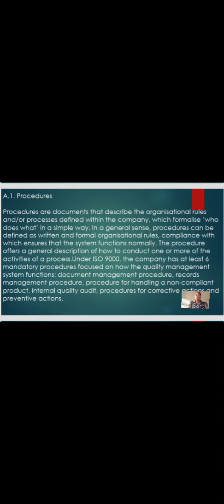The procedure offers the general description of how to conduct one or more of the activities of a process. Under ISO, the company has at least 6 mandatory procedures focused on how the quality management system functions: document management procedure, record management procedure, procedure for handling non-compliant product, internal quality audit, procedures for corrective action and preventive action.